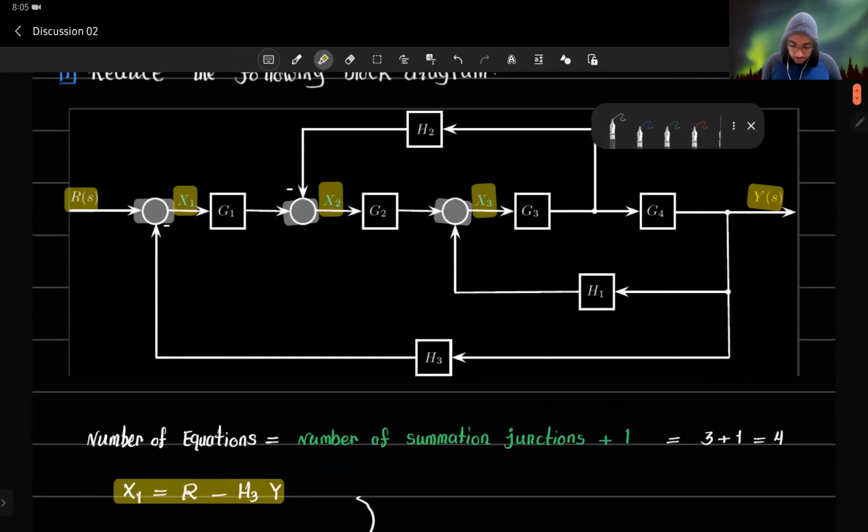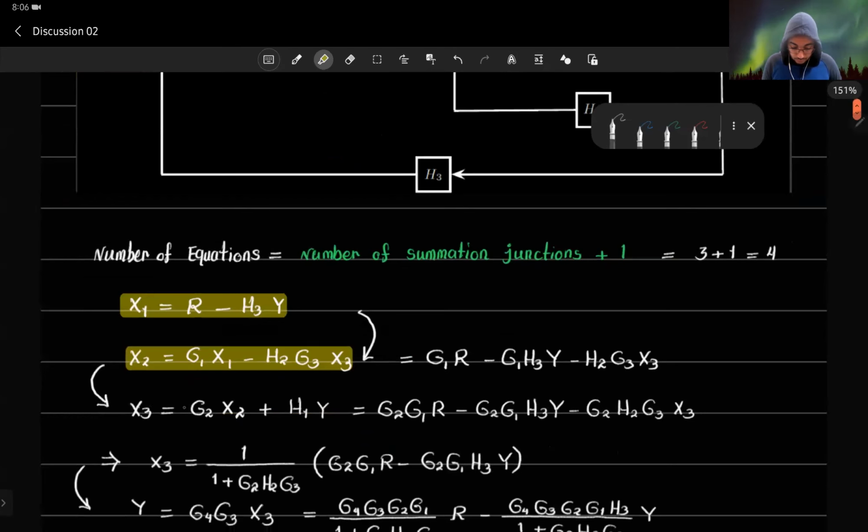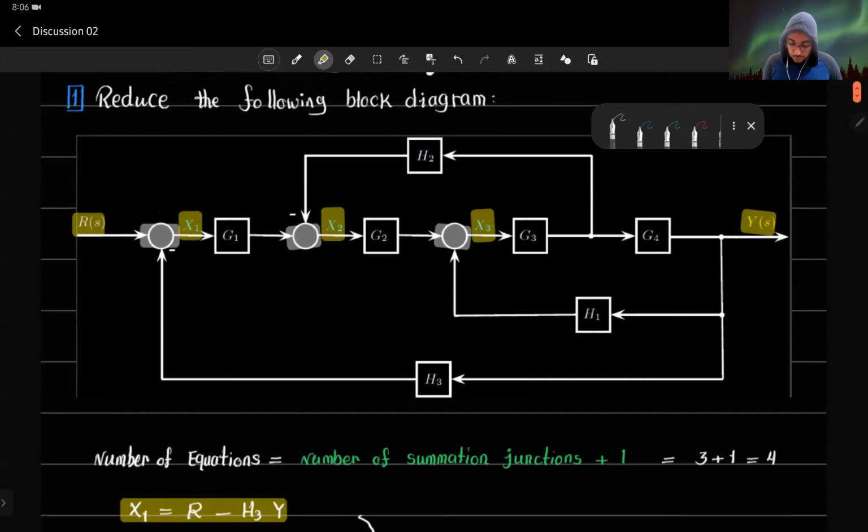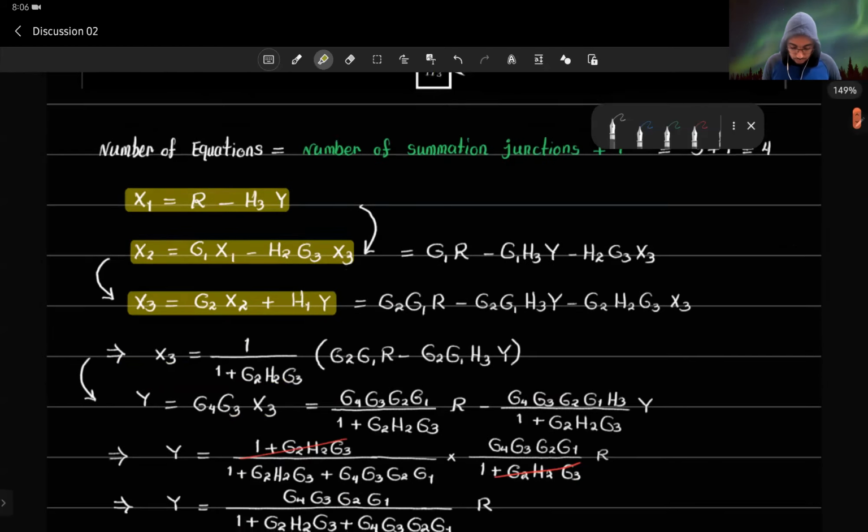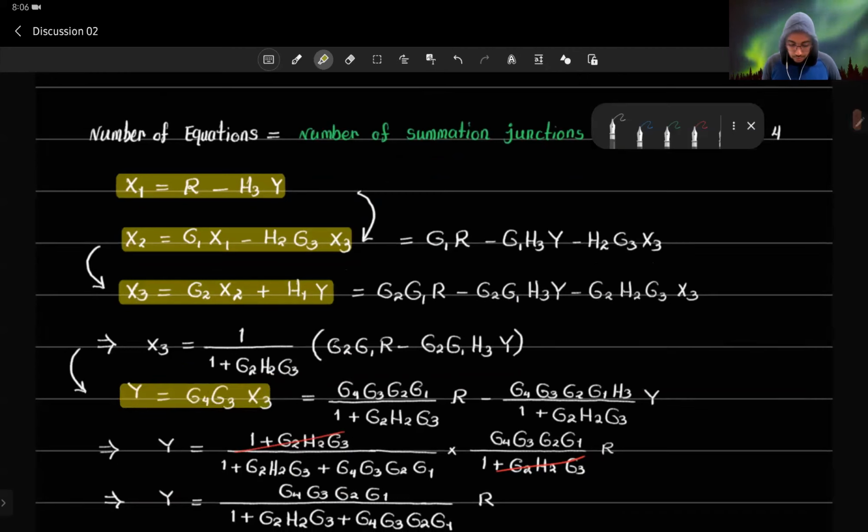The third equation is x3. We see two signals going into the summation junction, so we have g2 multiplying x2 and h1 multiplying y. So this is the third equation. And finally, the fourth equation, which is the equation for the output, is simply y equal to g4 times x3. So this is the fourth equation.